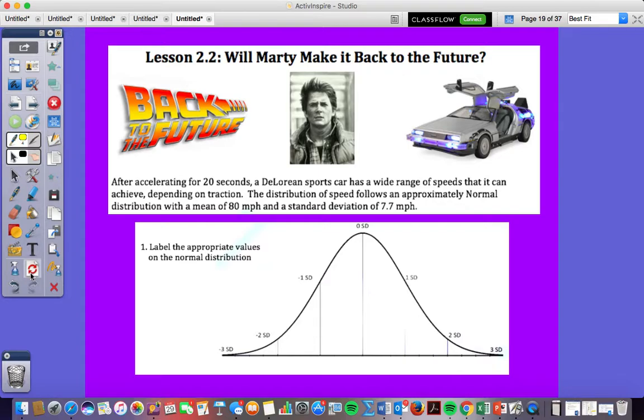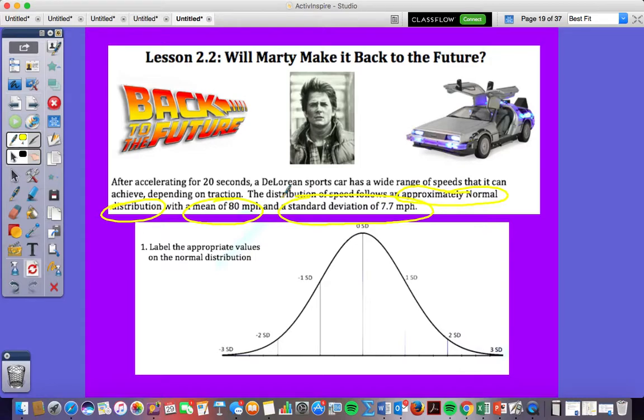So let's read what the context is. After accelerating for 20 seconds, a DeLorean sports car has a wide range of speeds that it can achieve, depending on traction. The distribution of speed follows an approximate normal distribution. Now, when I see this on an AP exam, I'm automatically thinking I'm going to draw a normal distribution. Normal distribution, automatically draw it. It could be a rough shape, doesn't have to be perfect. The next thing says we have a mean of 80 miles per hour with a standard deviation of 7.7. So before we go into anything, we can set up our normal distribution based upon the 80 and 7.7.